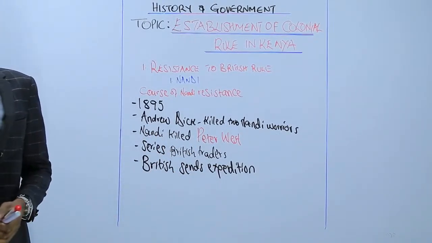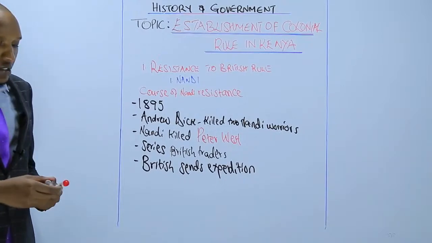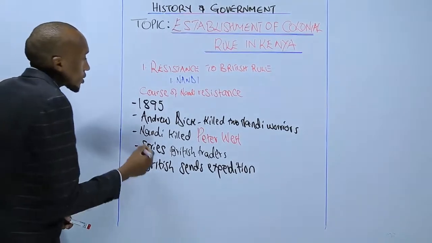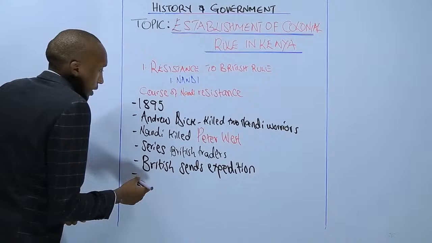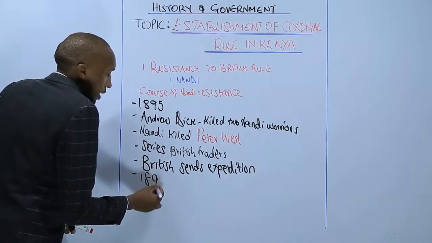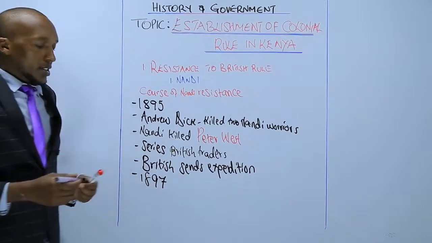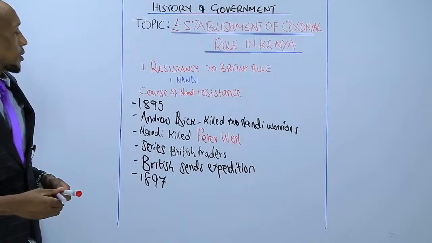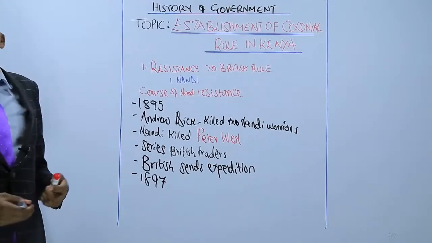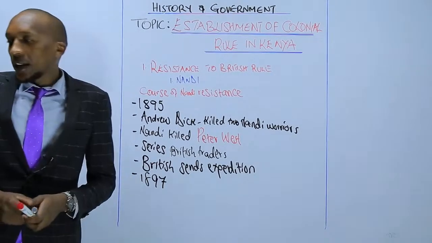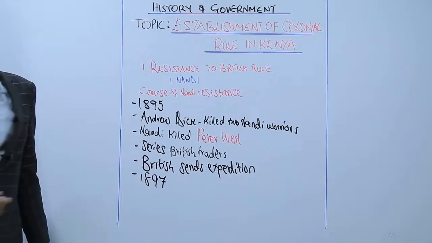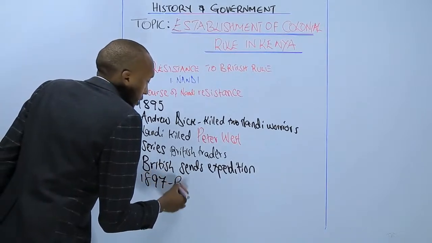So this continued until in 1897, that is 2 years later, the Nandi made a very severe attack on the British Mail Party.